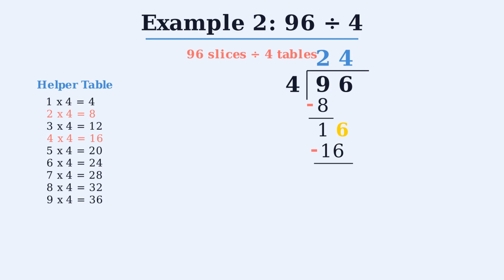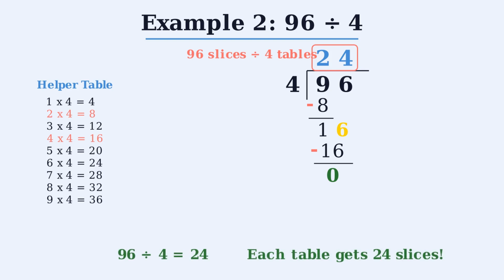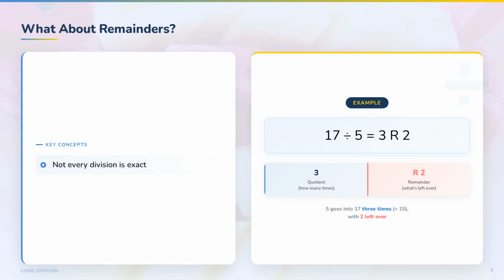How many times does 4 go into 16? Exactly 4 times. Multiply 4 times 4 equals 16. Subtract, 0 remainder. So 96 divided by 4 equals 24. Each table gets 24 slices. Delicious.